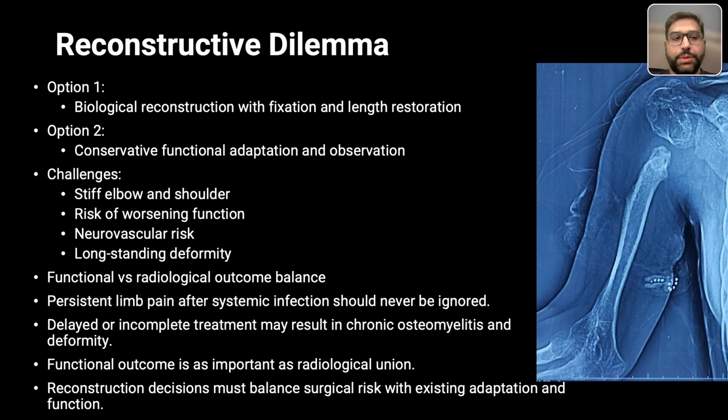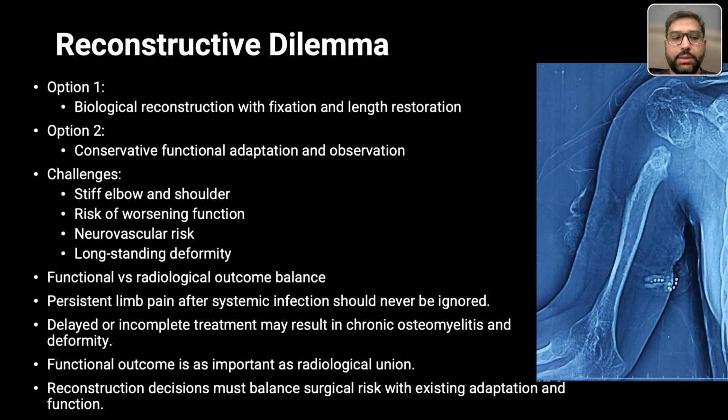So now we have two options. The first option is to reconstruct biologically with fixation and length restoration. The second option is to leave her as such and observe over time. The main challenges in decision making are that she has a stiff elbow joint and shoulder joint, and if we fuse the only site where there is more motion, it risks loss of function for the patient. So we have to balance the functional and radiological outcome. This is something I would like the panelists to answer: what would they think would be a good idea for this?